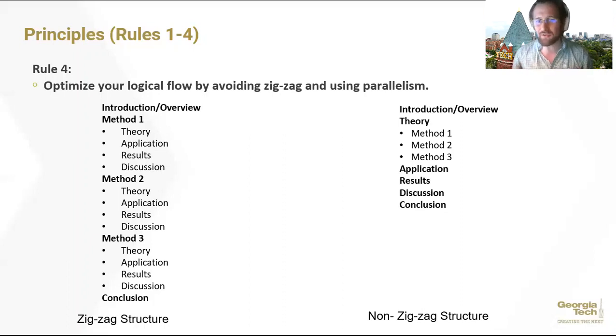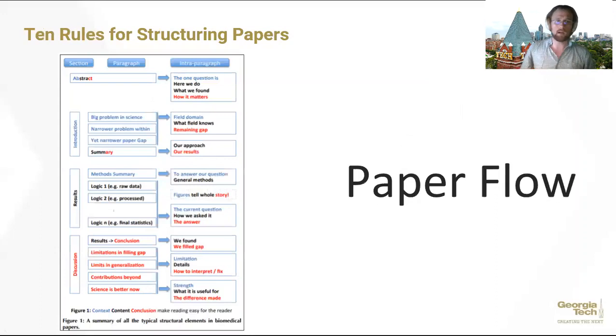This makes it more difficult for a reader to go back and forth, especially if we're trying to compare and contrast some of these methods. So the non-zigzag structure really focuses on having the method sections, the theory, applications, discussions, and conclusions all separated and delineated. This way, it'll help both the flow of the reading and the grading. Paper flow is outlined here in this pictograph. We're going to go through each of them piece by piece in the next rules.